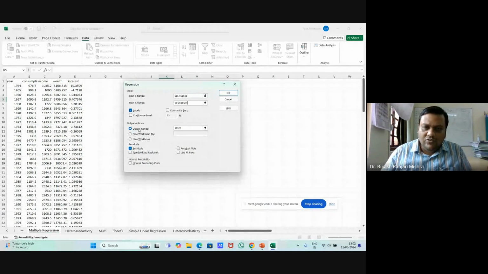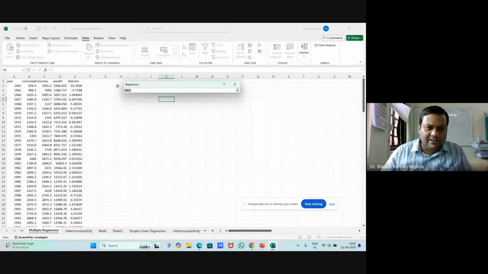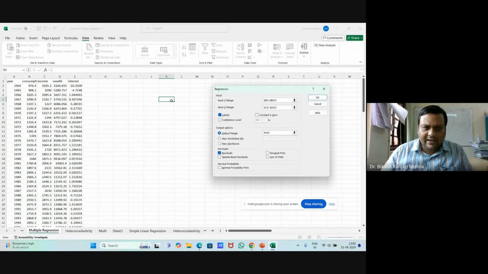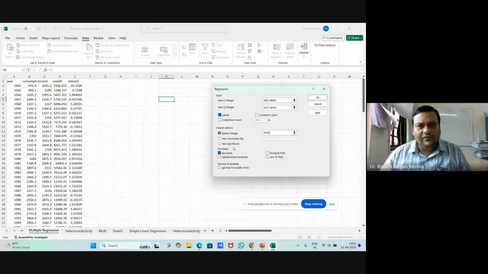Then it is asking for the output range. If you want to mention an output range somewhere, suppose I highlight my output range here, the output range will be available at H2. As you can see, I have chosen my output to be shown at H2. Then, if you want, you can also show residuals. If you do not want to show residuals or predicted values, then you do not select them. It is completely up to your choice. There is no hard and fast rule.